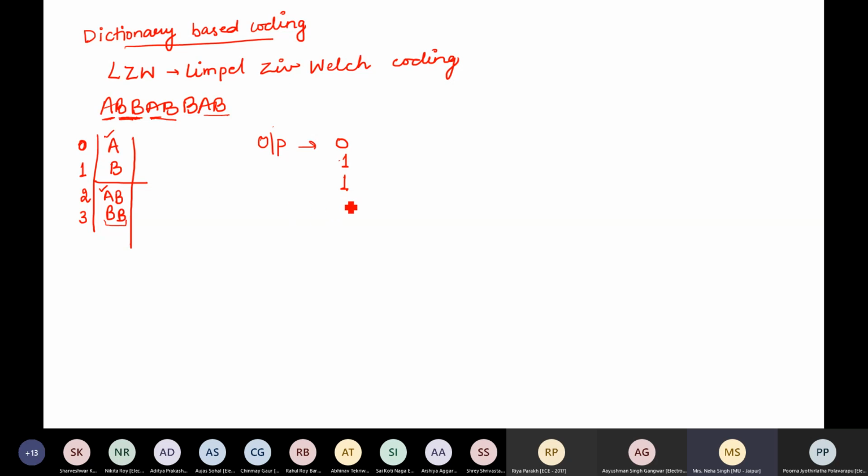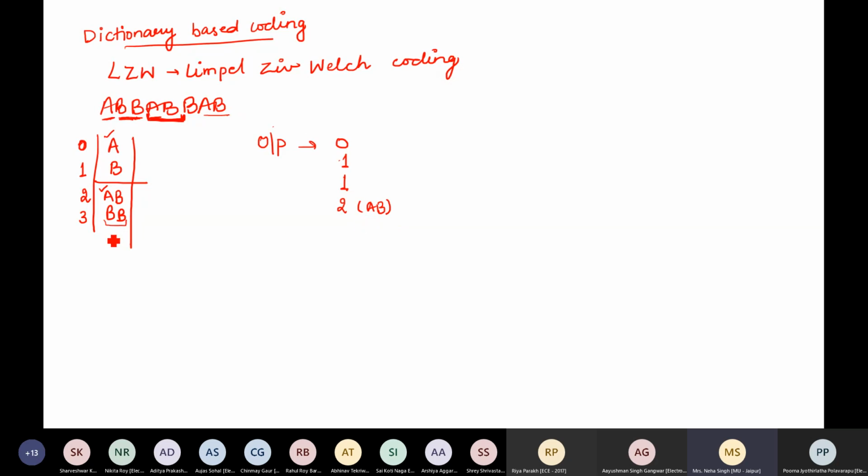So now instead of sending out the code for A only, I try to combine it with B, so that the new symbol that I look out for in the dictionary is AB. So AB is already given the code 2. So I need not transmit 0 followed by 1. Instead, I'll simply transmit 2, which means I have transmitted the symbol AB.